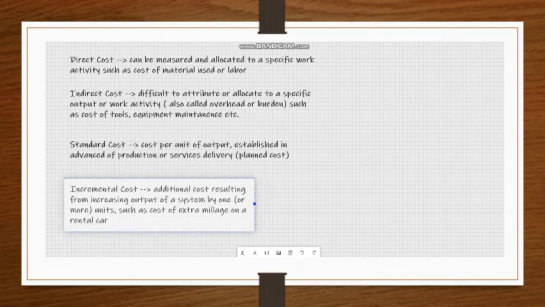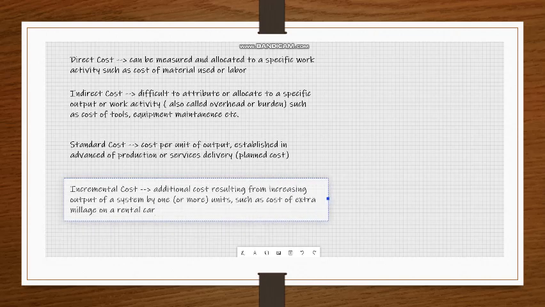So if you rent a car for your construction business, like construction machines, and you put in extra miles, they are going to charge you because it's overused. So it's incremental cost. We have 4 different costs: direct cost, indirect cost, standard cost, and incremental cost. And we defined all these costs. So we can jump to cost terminology.